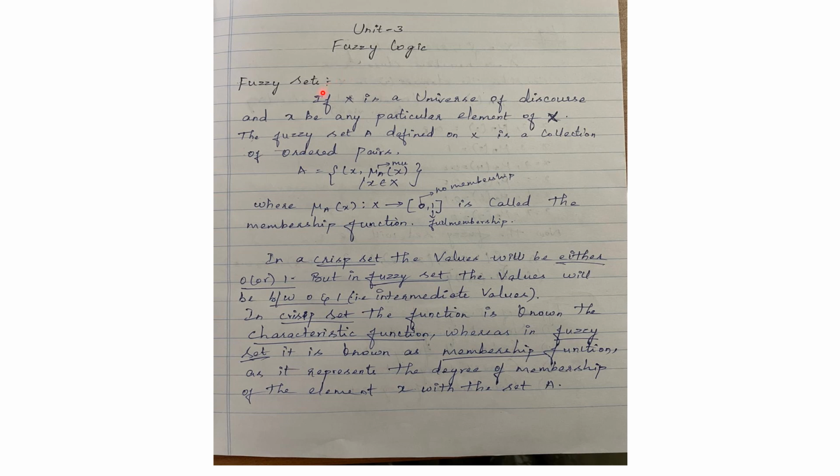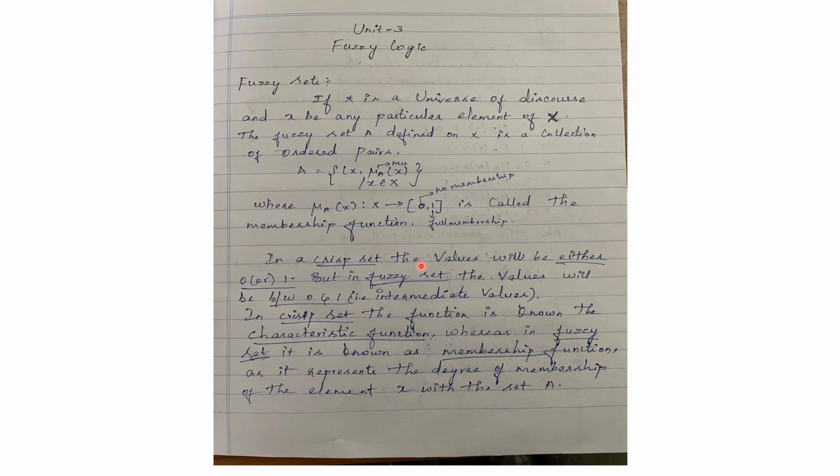So, we are already aware of what is meant by a set. In maths we have already studied that. So generally we have an idea about what is meant by a set. Here there are two types of sets we have to know. One is the crisp set and the other one is the fuzzy set. So what is meant by a crisp set? In a crisp set, the values will be either 0 or 1.